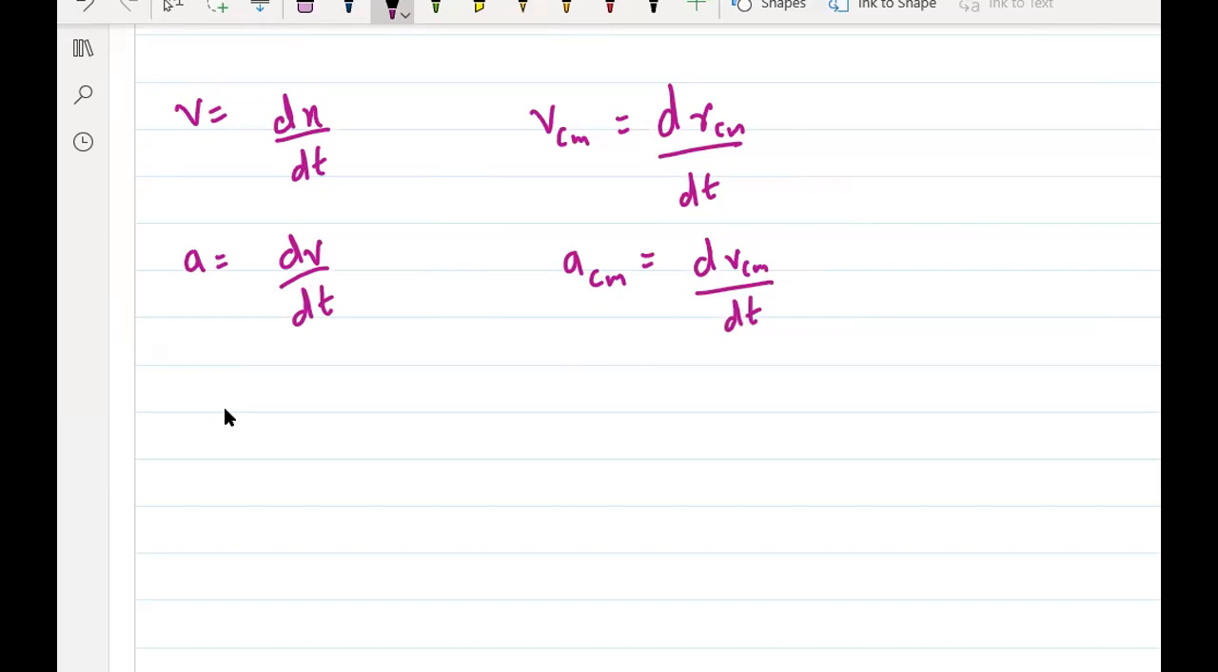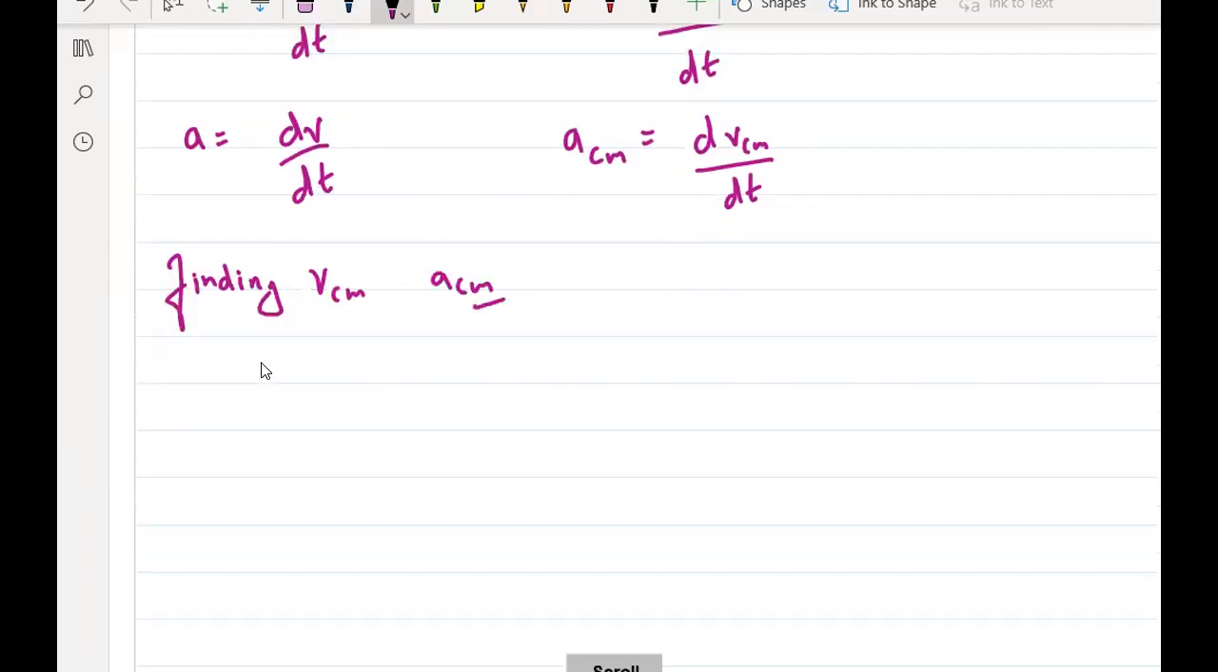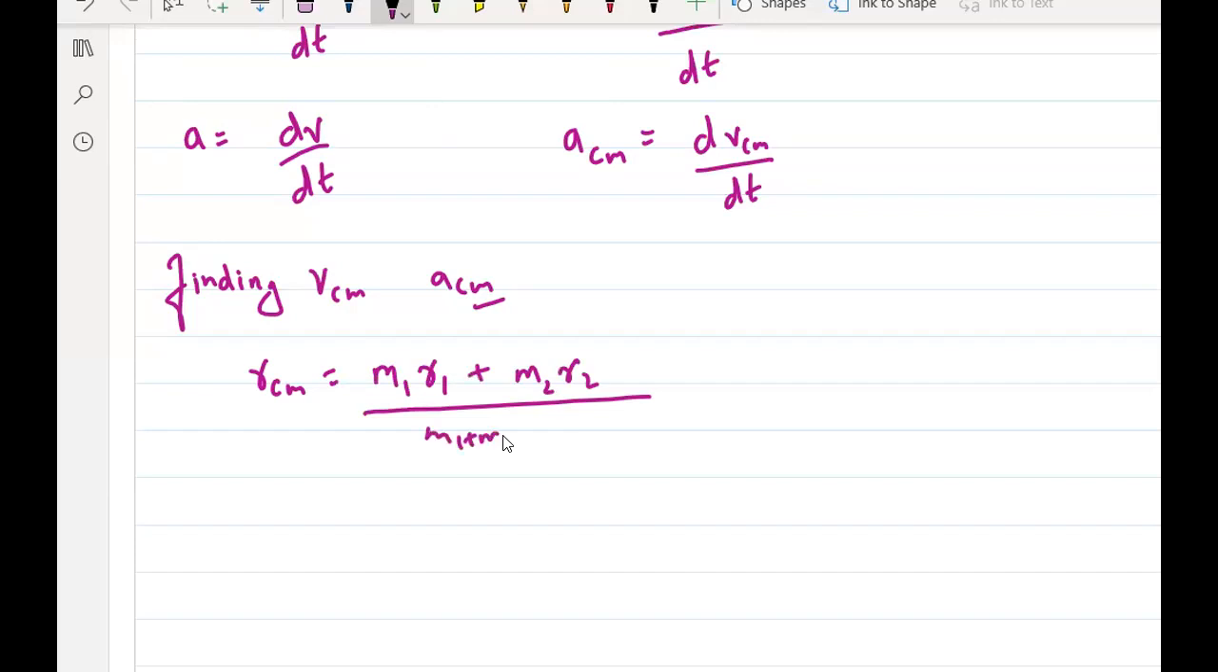Okay. So let us see how to find VCM. The concept is finding velocity of center of mass and acceleration of center of mass without using any new concept. So let me ask you, what is the formula of RCM? M1R1 plus M2R2 by M1 plus M2. Yes or no? Raise your hand.